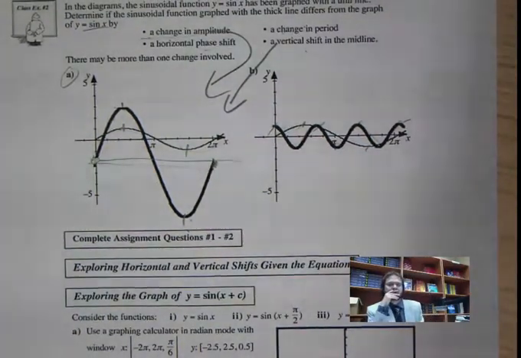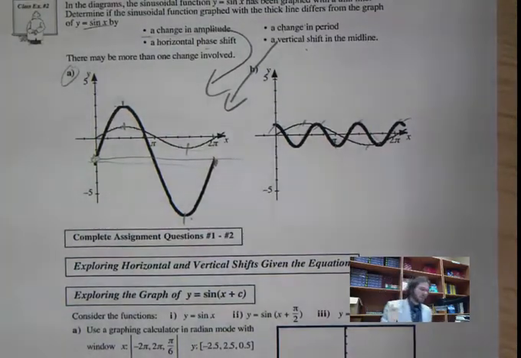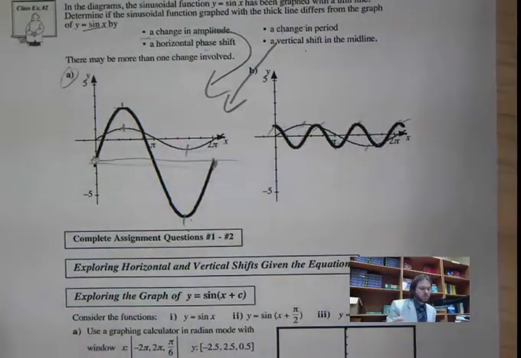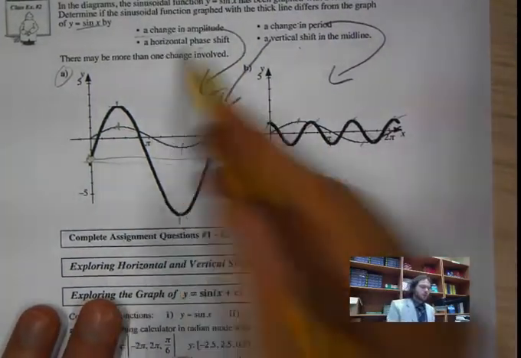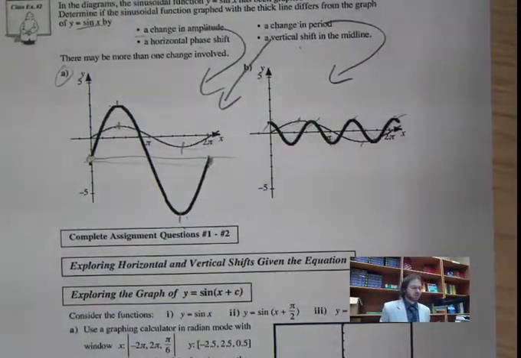That's interesting. 4 periods. So that must mean I have 4 periods, and this one only has 1. So we have a change in period. Next one, horizontal phase shift. Is it shifted left or right?